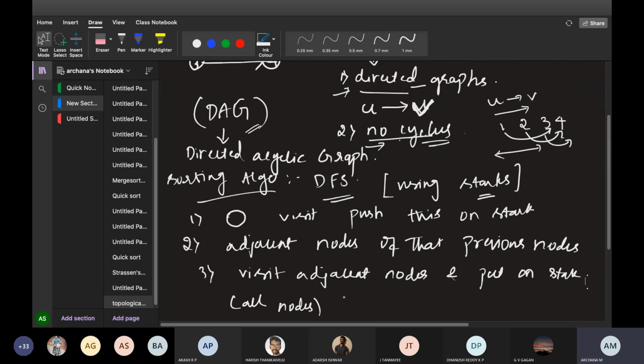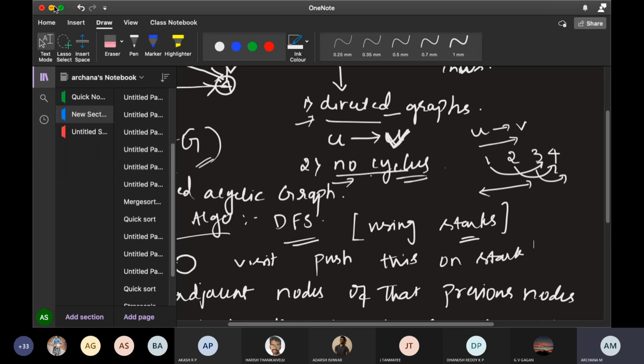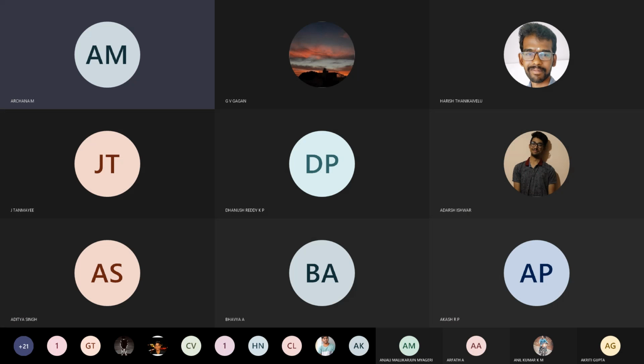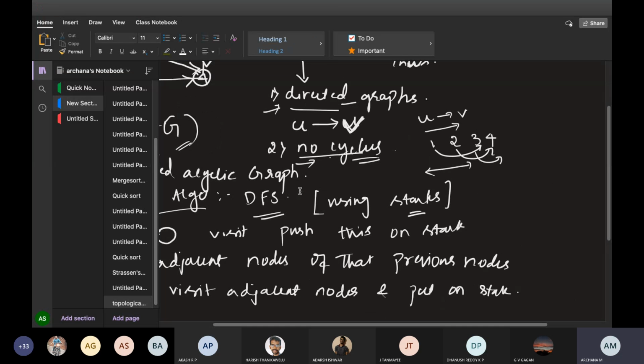You will reach a condition where there will be one vertex or one node that won't have any adjacent nodes. At that time, you have to stop moving to the adjacent nodes. Okay, so when you stop moving to the adjacent nodes, what happens? Then you have to pop the nodes from the stack one by one. This is what we did in our previous session, right?